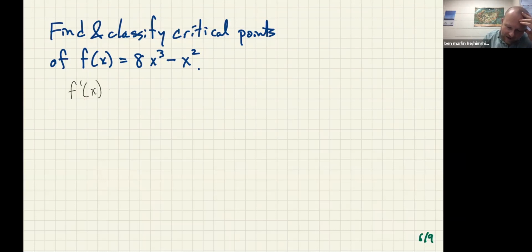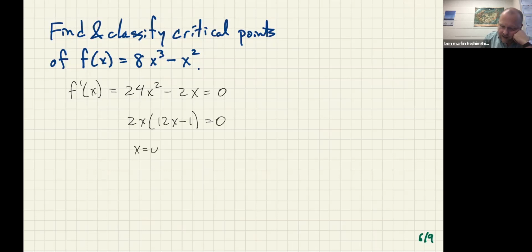So our f prime of x here can just be 24x squared minus 2x. All right, that's not undefined. So we're going to find our critical points by setting this equal to 0. You can see that 2x will factor out of that, and then you'll have 12x minus 1. Okay. And then the x values we get are x equals 0 and x equals 1/12.